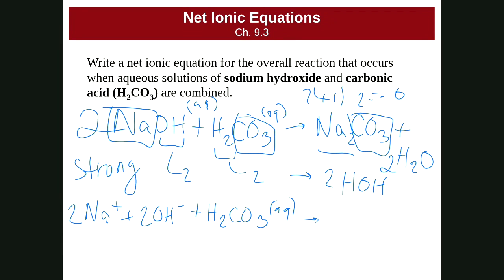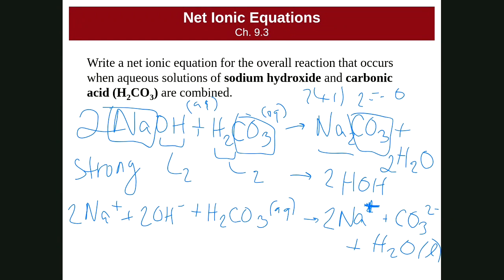Okay, and then we're forming sodium carbonate. Carbonates are generally insoluble, but sodium is an exception. Sodium is one of our cations that is always soluble. So we're going to have that fully dissociate as well. So that's 2 sodium ions and a carbonate ion. Okay, and then finally we have water, which is a liquid, so it stays together, not an aqueous solution.